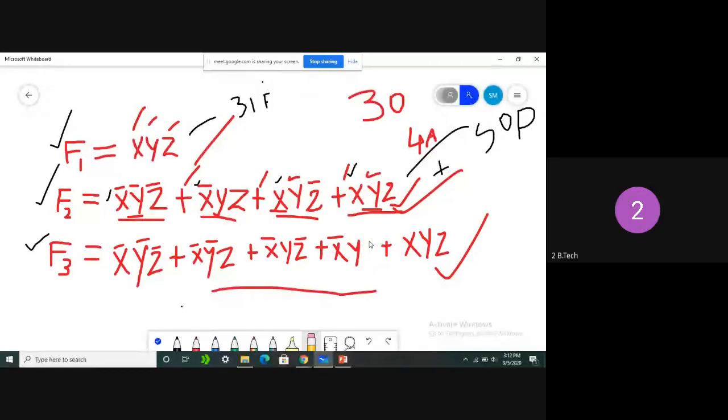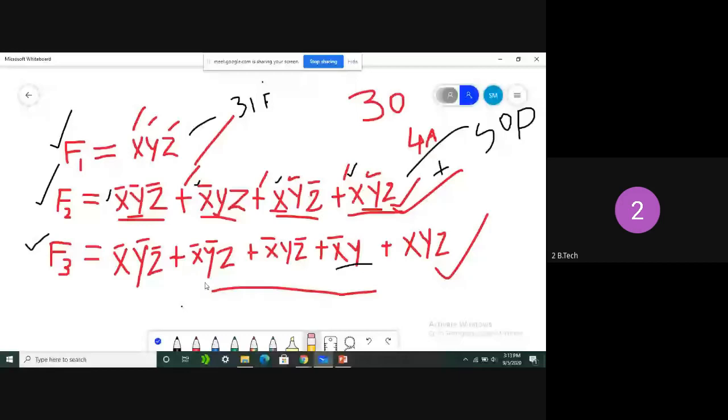Yeah, sir. So here I removed Z. And again in F3, one more change has occurred. Here I am removing Y.